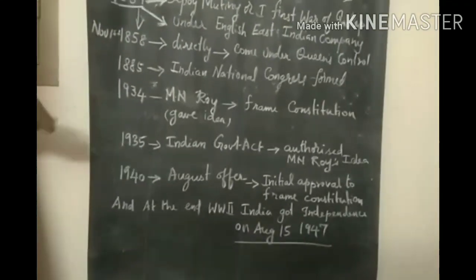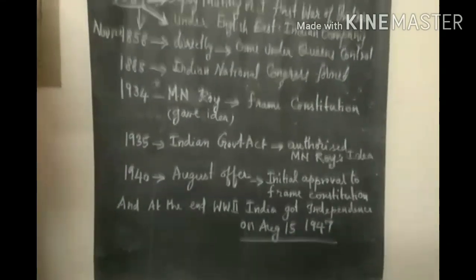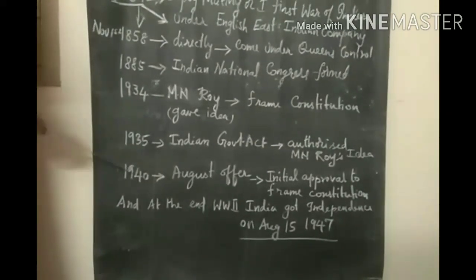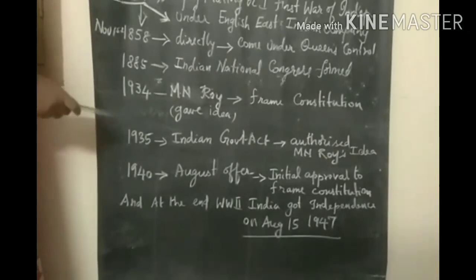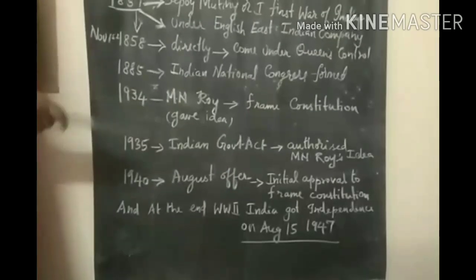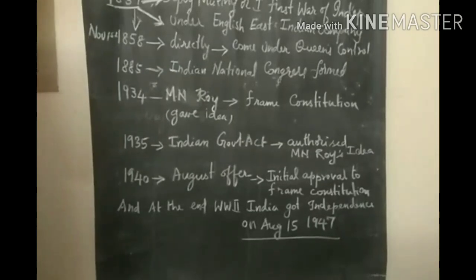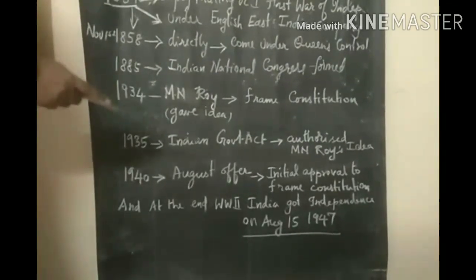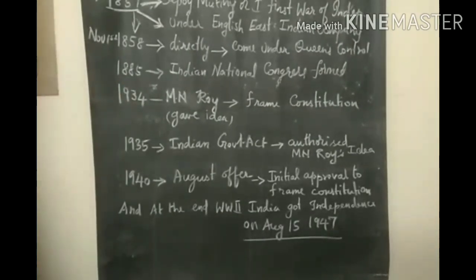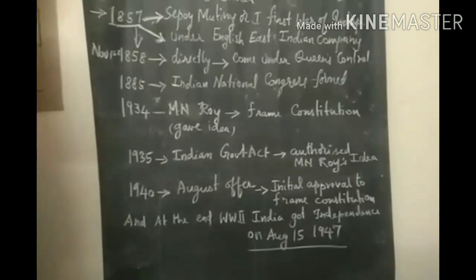Then after that, in the year 1940, the August Offer. The British government gave that August Offer. According to that August Offer, what was given to the Indian people? We can start to proceed with the work of framing the constitution. The August Offer gave initial approval to frame the constitution.